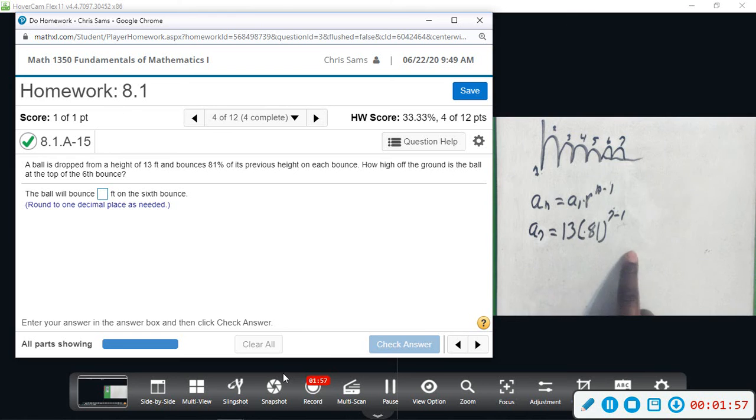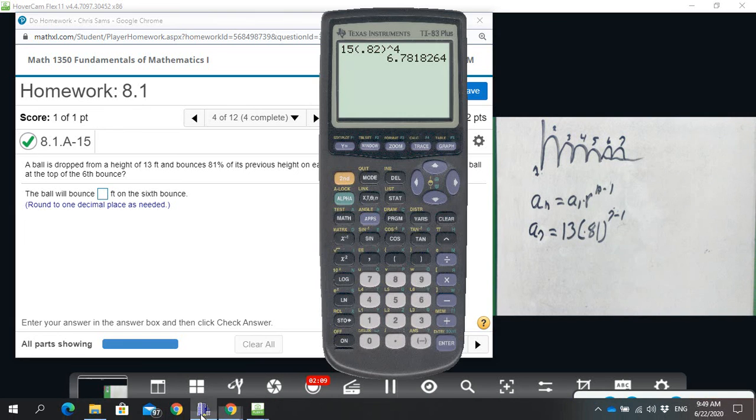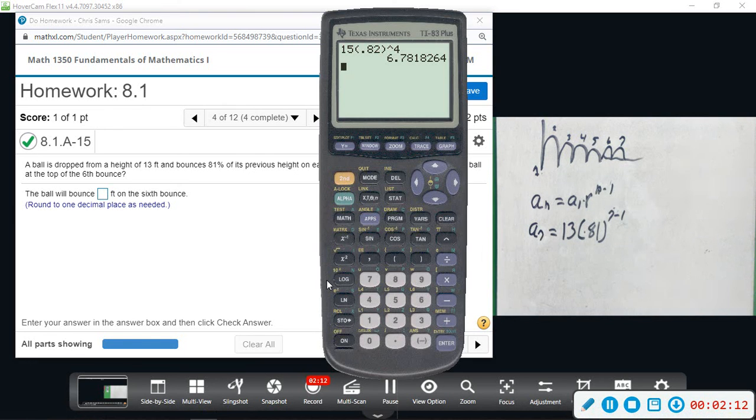So we have to do it like this. It's going to be 13 times 0.81 to the 6th, because that initial drop is not a bounce. It's just the first height. So we're going to input this into our calculator and let it compute. We're going to do 13 and then times 0.81, and we're going to raise that to the 6th power. And we want to round to one decimal place, so 3.7.